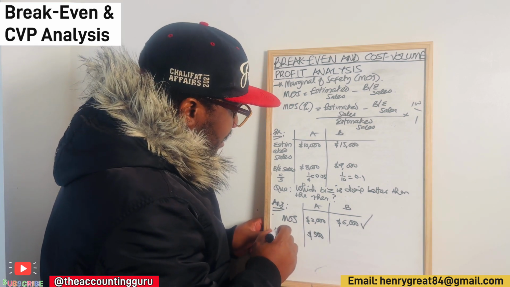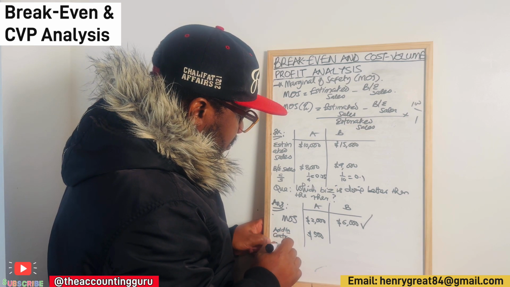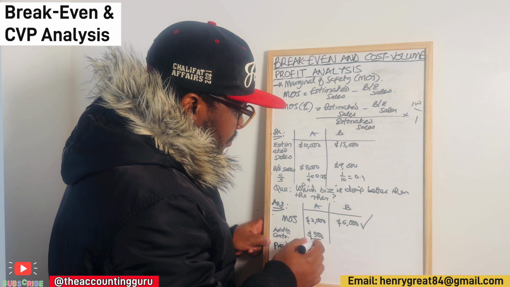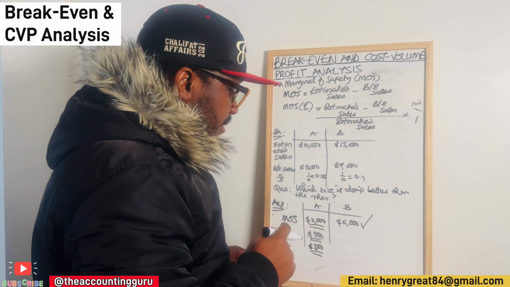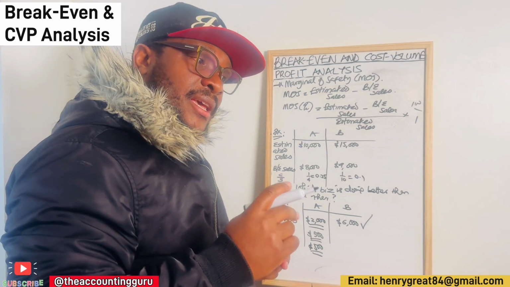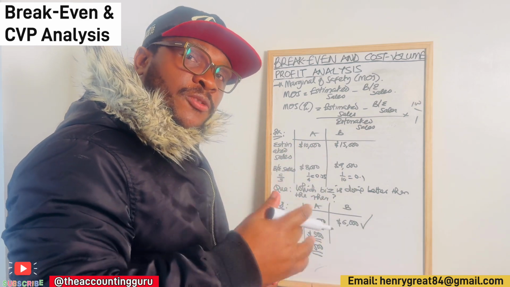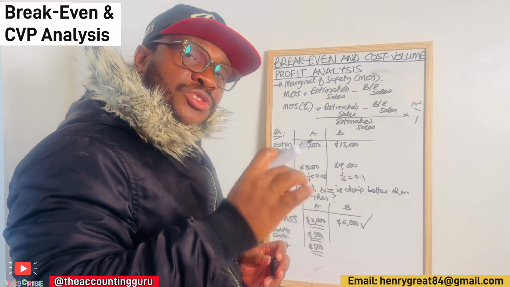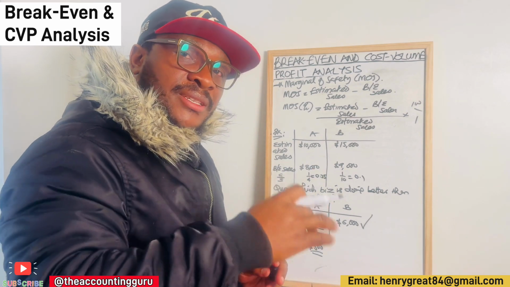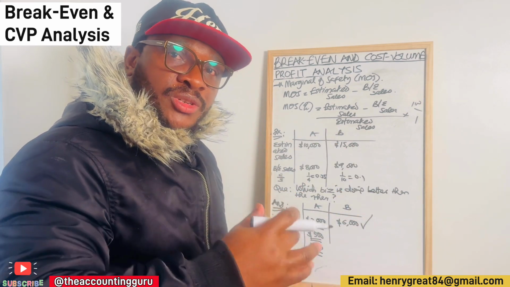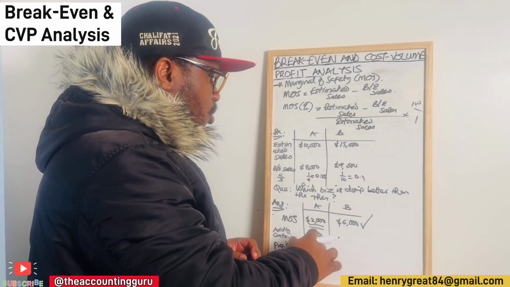So the extra additional contribution is same as what? As profit. Is same as profit. Don't forget, any extra sales above the break-even sales, contribution thereof is same as profit, provided no extra fixed cost has been incurred. All right, perfect. We'll do the same thing for business B.